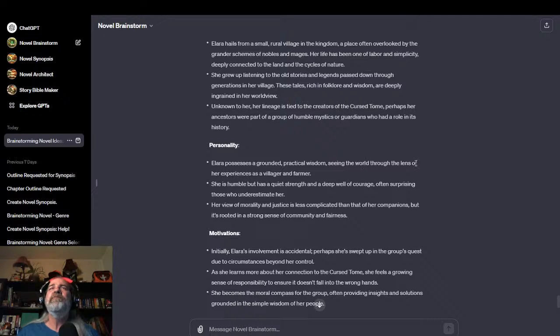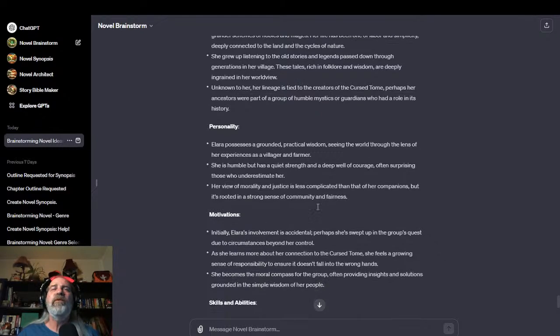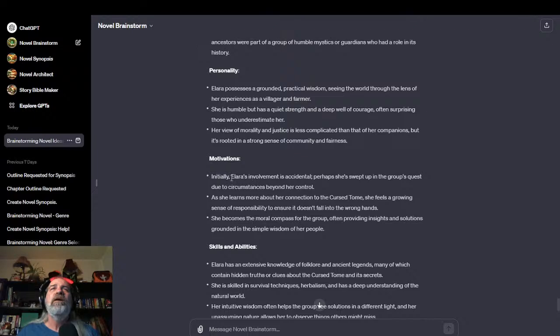Grounded practical wisdom, seeing the world through the lens of her experience as a villager or farmer. Humble, quiet strength, a deep well of courage, often surprising those who underestimate her. Her view of morality and justice is less complicated, but it's rooted in a strong sense of community fairness. Initially involved by accident, perhaps she's swept up in the group's quest due to circumstances beyond her control. Yeah, maybe her house burns down when they're on their way by or something.